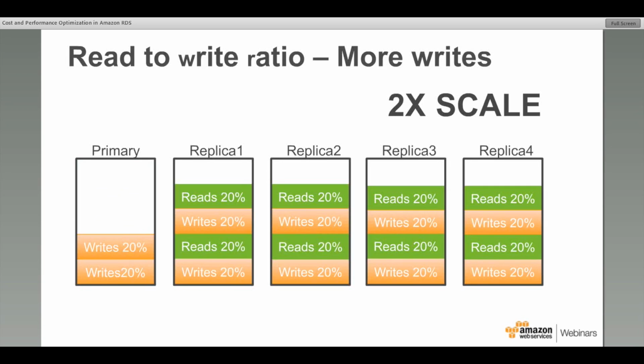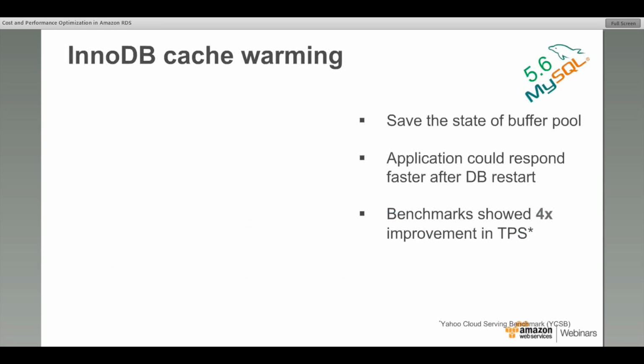where if I look at a 10% write ratio, I can scale pretty significantly, but as I increase my writes across my replicas, I'll actually get limited scale because, again, we're replicating the writes across all of the instances as well.